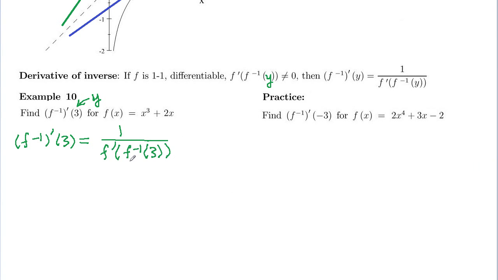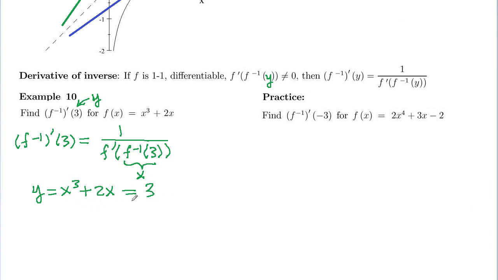Okay, so what do we need? Well, first we need this f inverse of 3. Well, that's an x value, right? The 3 is a y value. You do the inverse of that 3, you're going to get an x value. It's the x value that goes with y equals 3. So to find this, we take our f of x, which is a y value, x cubed plus 2x, and we set it equal to 3.